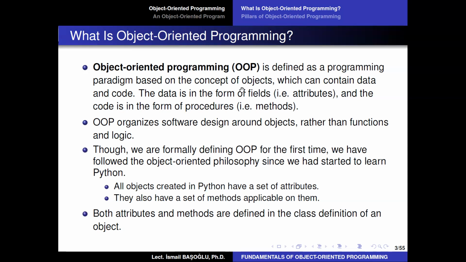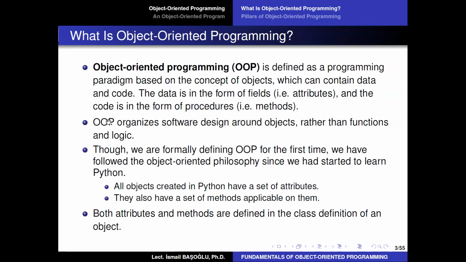Okay, so for all objects that we want to create, we need to write classes here. The classes will contain the data and the code themselves. The data is in the form of fields, what we call attributes. In class definitions, we say that every object that is going to be instantiated from this class will have these attributes. So this is called the data part of the code.